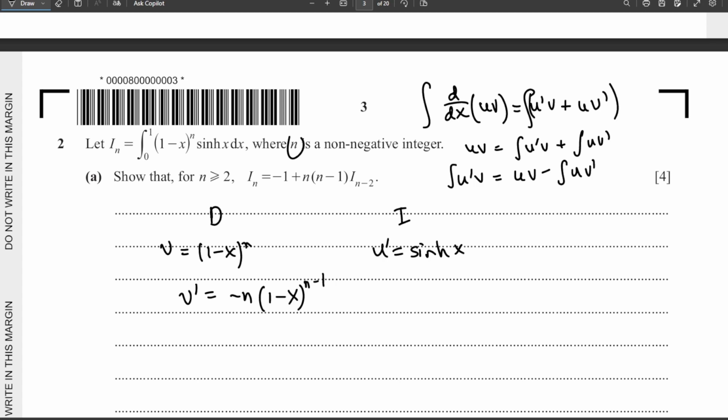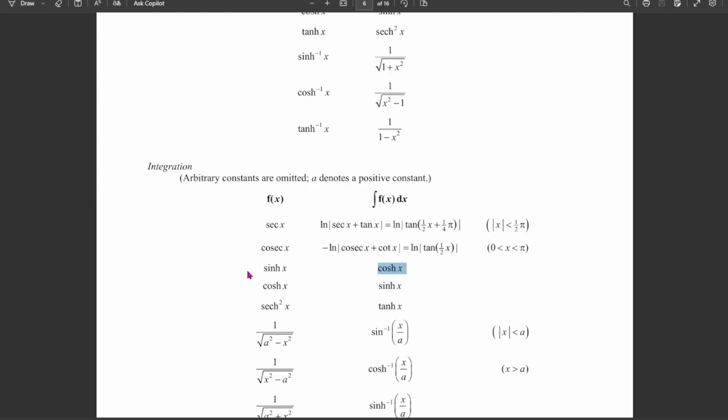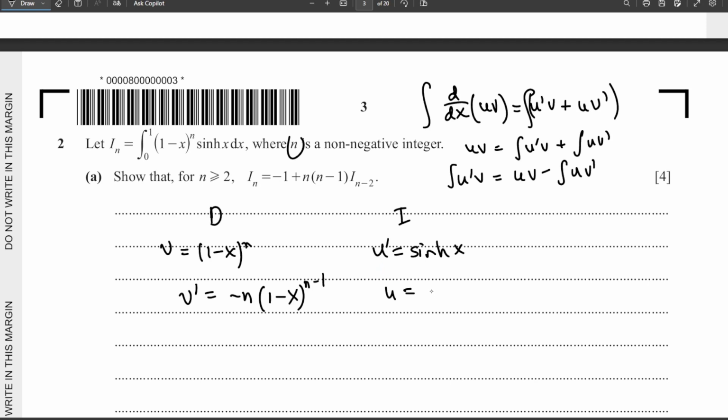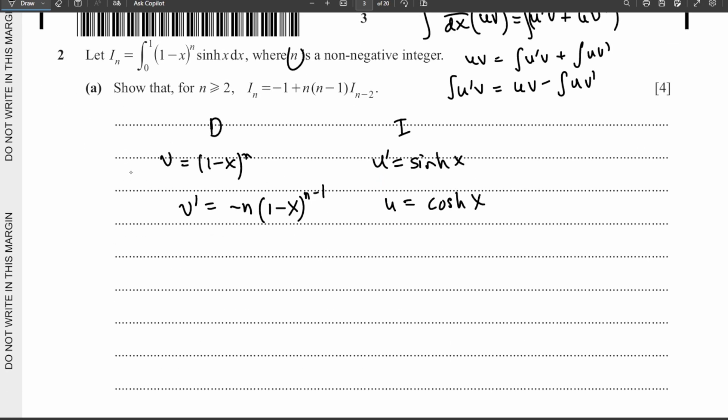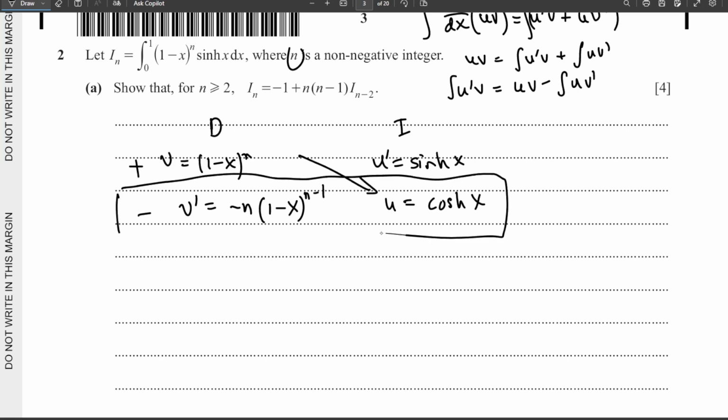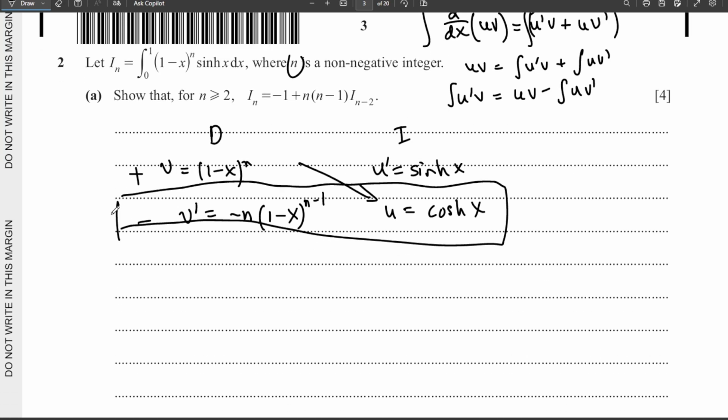Then to integrate the hyperbolic sine, all we need is to look up the table, and we just get hyperbolic cosine. So this is our integration by parts formula: uv, minus the integral of u v prime.